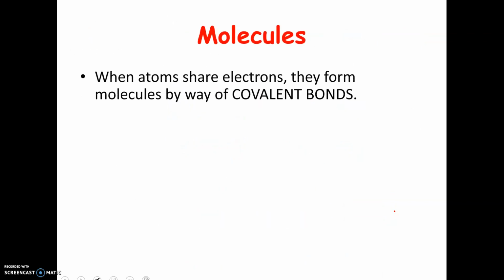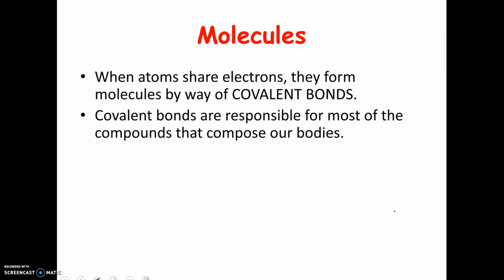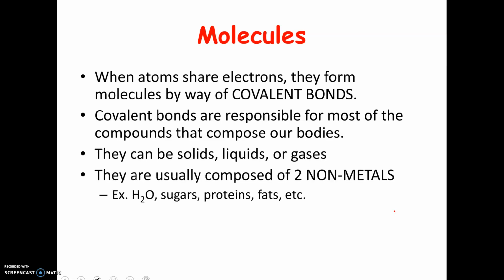On the other hand, if atoms share, then they form what are called covalent bonds, which is going to look a little bit different. Covalent bonds, instead of one stealing from the other, they both share the outermost electrons. Unlike ionic compounds, they're not all solids at room temperatures. They can be solids, liquids, or gases, and they're usually 2 or more nonmetals.